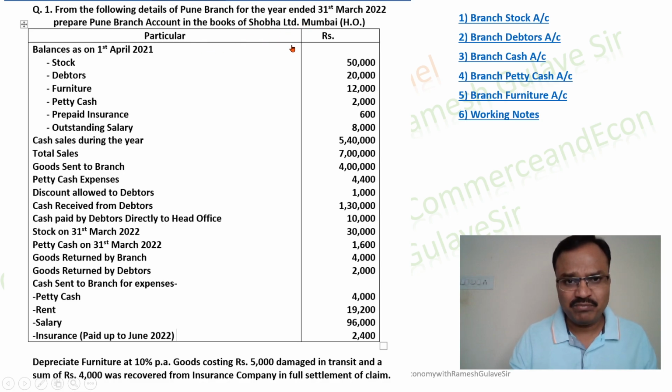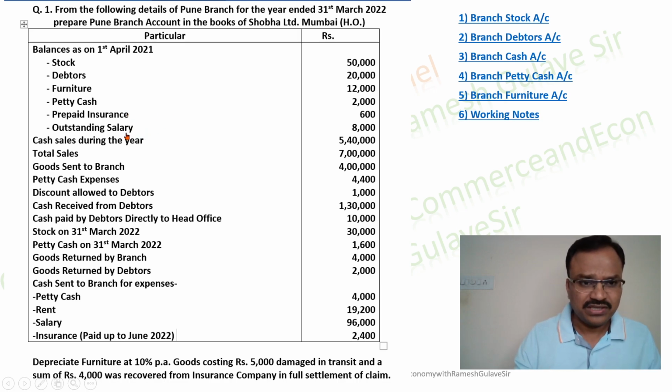Here information in the form of particulars and rupees is given about the transactions of Pune branch with its customer and transactions between Pune branch and head office. At the beginning, balances as on 1st April 2021 are given. It includes stock, debtors, furniture, petty cash, prepaid insurance, outstanding salary, right? And further information about transactions is given.